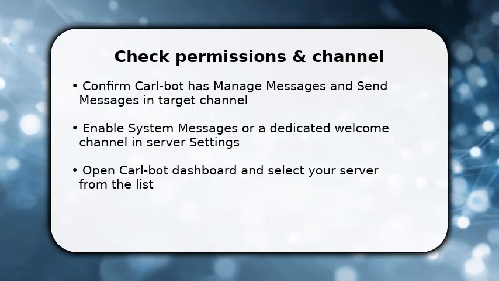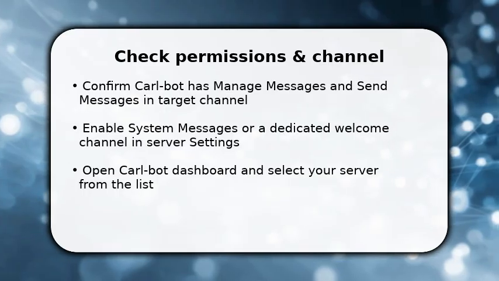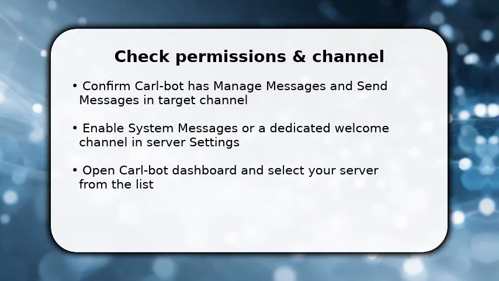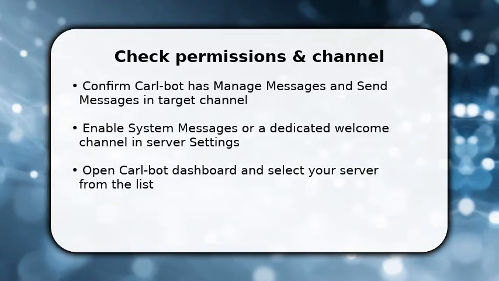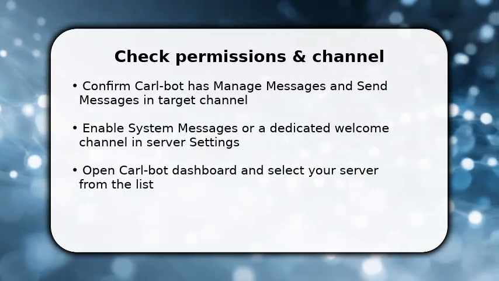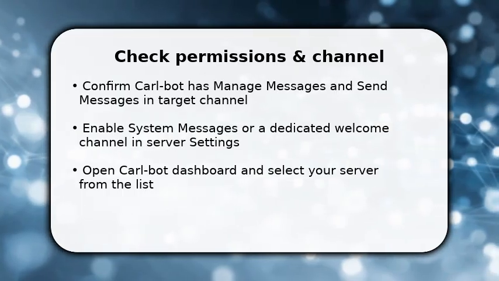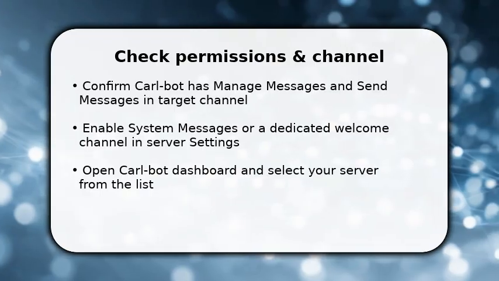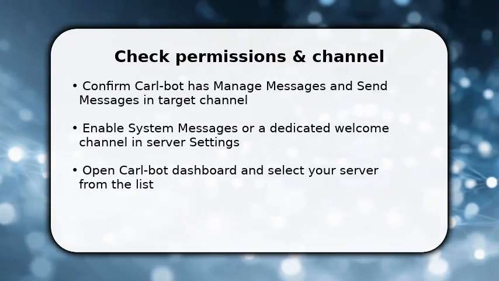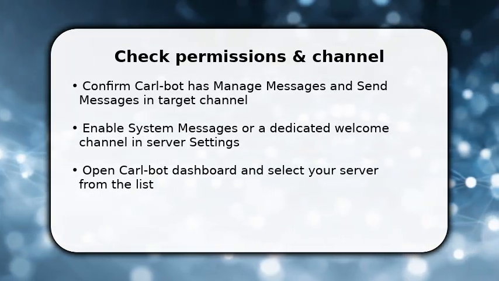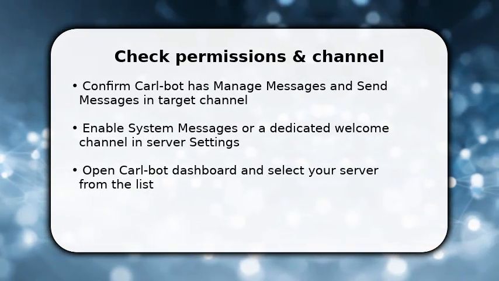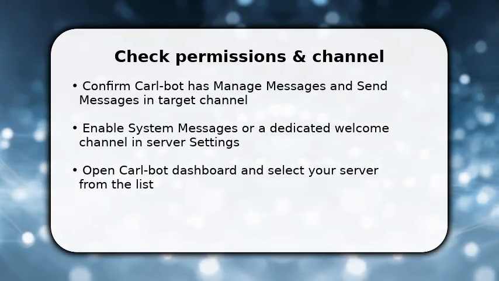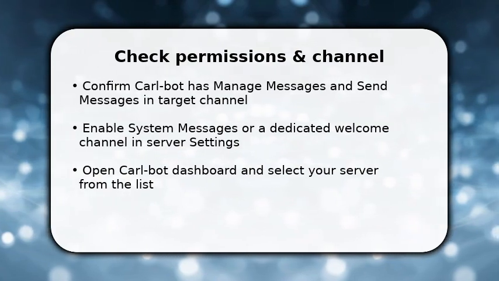You start now by verifying permissions and channel selection so messages can post. Open the CarlBot dashboard and pick your server. This tells the bot where to act. Make sure the chosen channel is visible to @everyone or desired roles, otherwise welcomes fail silently. Once done, enable the Welcome module in the dashboard and turn on message permissions. This prepares the bot to send, embed, or react, which matters because Discord blocks actions without proper channel or role permissions.